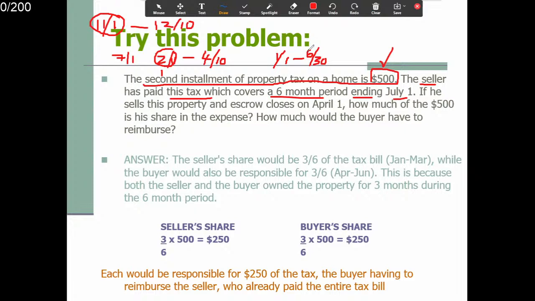Okay, so when is this bill due? February 1st, and then you have until April 10th to pay it. Okay, now here's the question. Now he's asking you, okay? If he sells this property and escrow closes on April 1st, how much of the $500 is his share in expense? How much would the buyer have to reimburse?